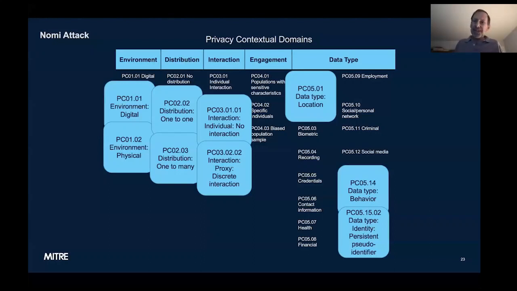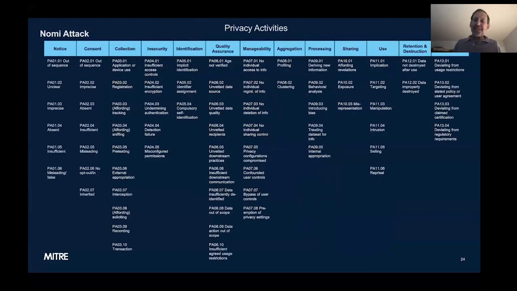All right, so that's the mapping, that's the contextual mapping. Now, how about the actual attack, the privacy activities? Well, as I said, they had a notice on their website. They did not have a notice in the stores. And so we have one type of attack that actually has things out of sequence.